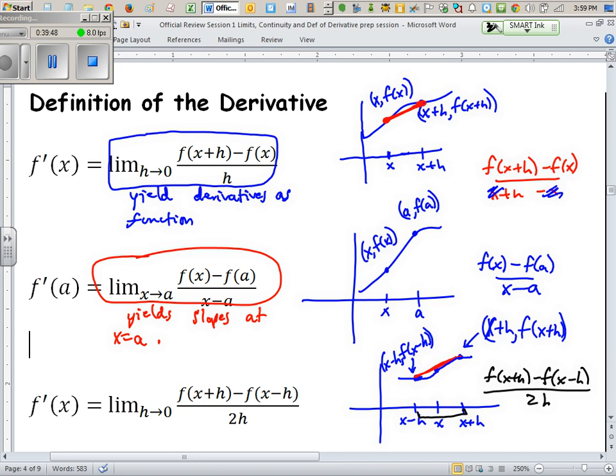And then you make h shrink to 0. And the 2 points collapse from the sides, one on each side. They all collapse toward the middle. But it gives us the slope of the red line as a tangent line, so to speak. All three do the exact same thing. The first and third ones yield derivatives as functions. The middle one yields derivatives as values.